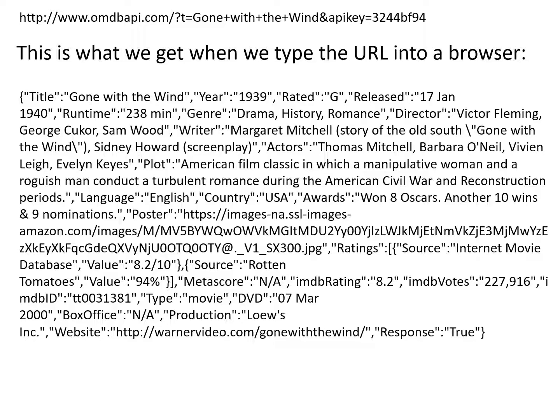And here's what we get. If I type that into my browser, this is what we get. This is a bunch of JSON, and it's kind of hard to follow at the moment, although we can look and see. It looks like the title is Gone with the Wind. It gives us the year, what it was rated, and when it was released. So it gives us a lot of good information, but it's all kind of smashed in there together.